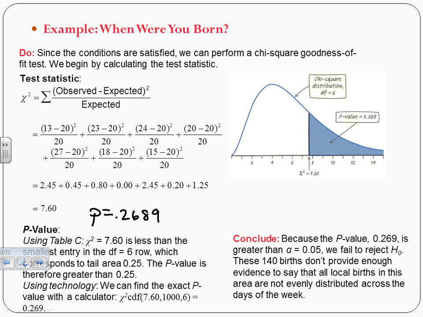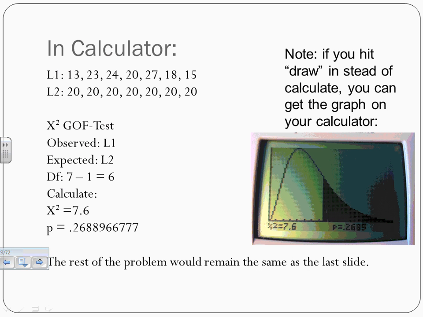But making our conclusion, whichever way you do it, because the p-value is greater than 0.05, we fail to reject the null hypothesis. So these 140 burglaries don't provide enough evidence, it's not statistically significant, to say that local burglaries in this area are not evenly distributed across the days of the week. Again, if you wanted to put it in your calculator, you could also draw it there as well. So you could see the graph there, definitely skewed right.